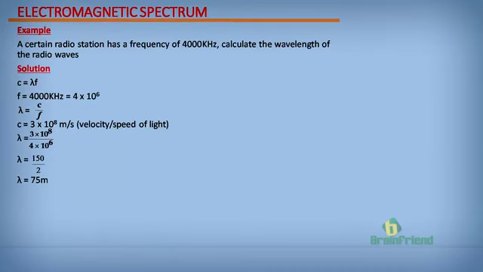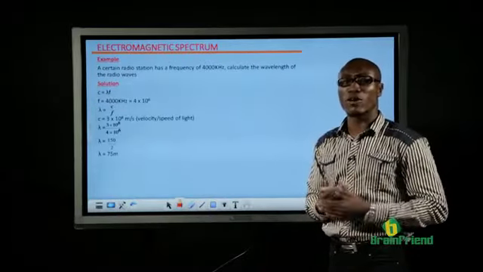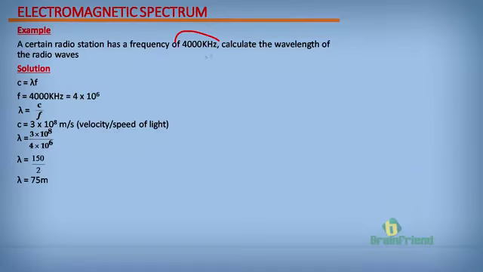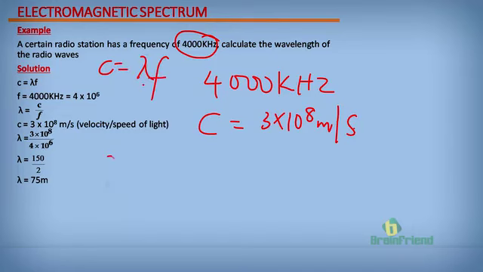Let's take an example. A certain radio station produces radio waves, which is an example of an electromagnetic wave, with a frequency of 4,000 kilohertz. Calculate the wavelength of the radio waves. When you hear radio waves, it's a good example of an electromagnetic radiation, which will have a speed c of 3 times 10 raised to power 8 meters per second. So the expression to calculate the wavelength becomes c equals lambda f. So lambda is equal to c over f, which is the wavelength.